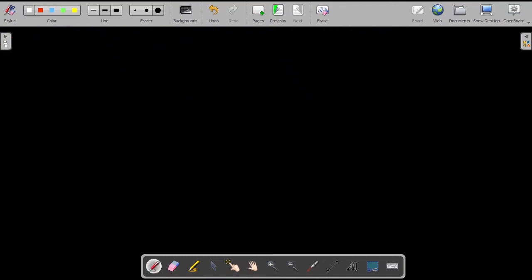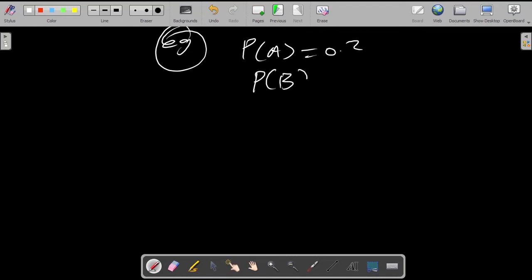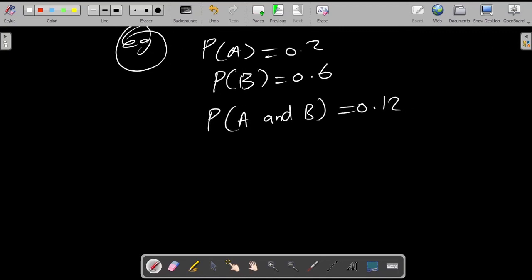Now moving on to the last example. In this example, you're given the probability of A as 0.2, the probability of B as 0.6, and the probability of A and B equals 0.12, and you're asked, are A and B mutually exclusive? So let's look at A and B. Are A and B mutually exclusive?